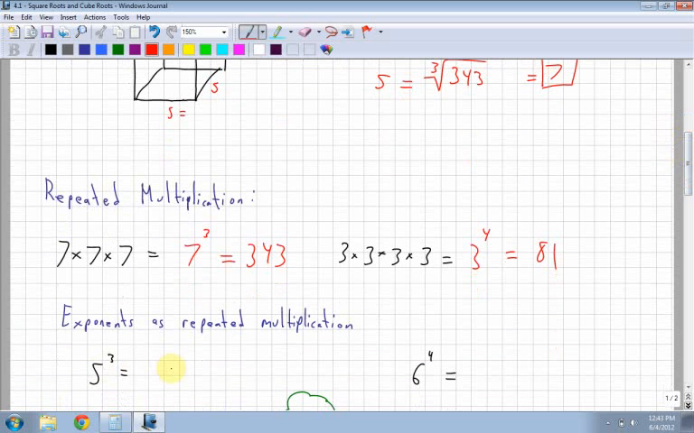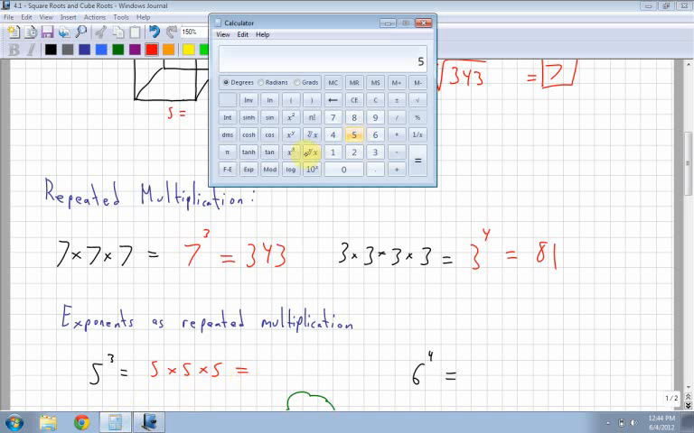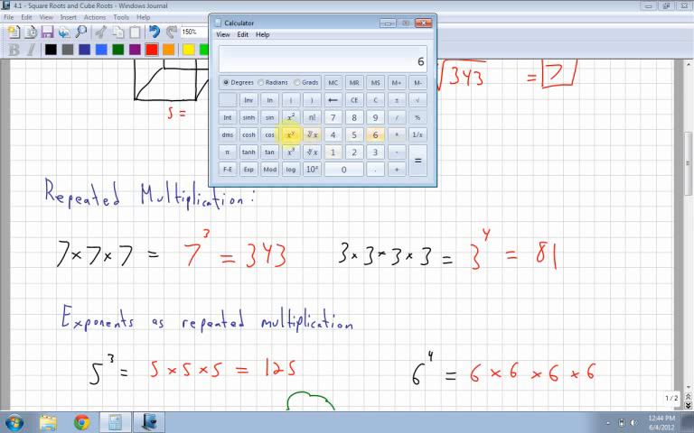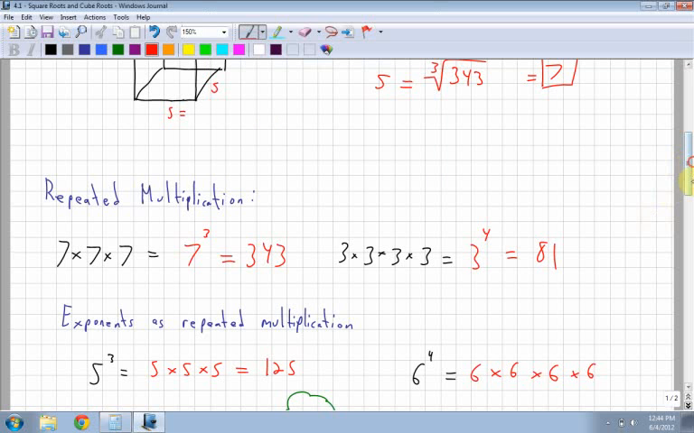What about exponents as repeated multiplication? Well, 5 cubed is going to be 5 times 5 times 5, so I have 1, 2, 3. And what is 5 to the power of 3? Again, we can do 5 cubed is 125. What about 6 to the power of 4? So 6 times 6 times 6 times 6, so I have 1, 2, 3, 4. And 6 to the power of 4 is 1296.